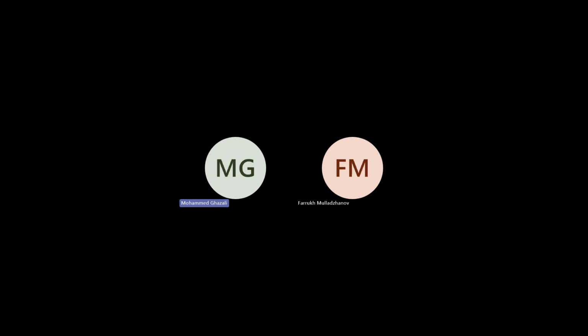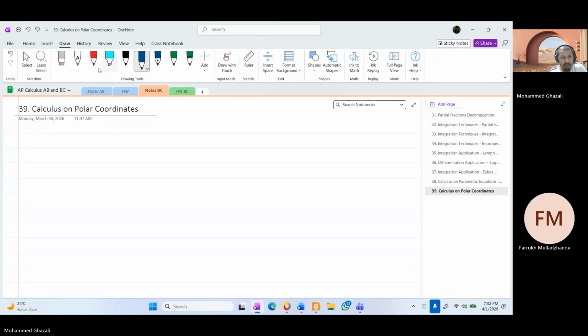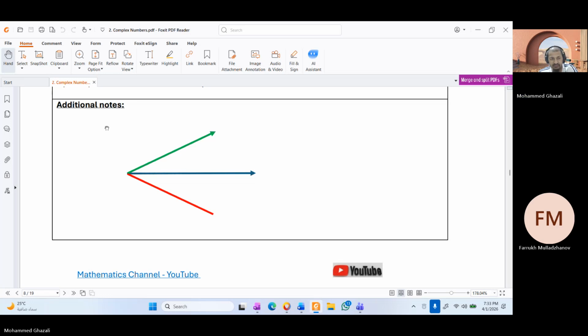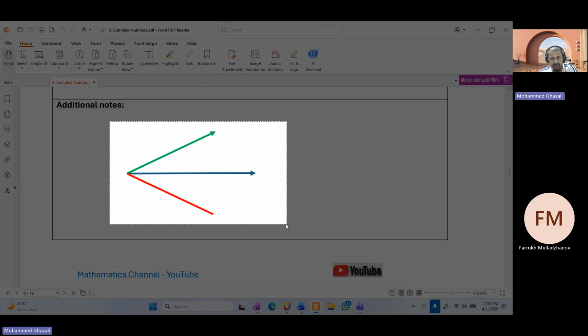What are polar coordinates? So basically, polar coordinates is a new coordinate system where we use r and theta coordinates instead of the Cartesian coordinates. Now remember, we will have a way to convert r theta to x and y. So what are polar coordinates? Let's have a look at a simple diagram.